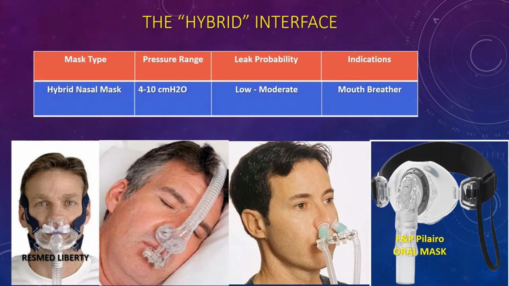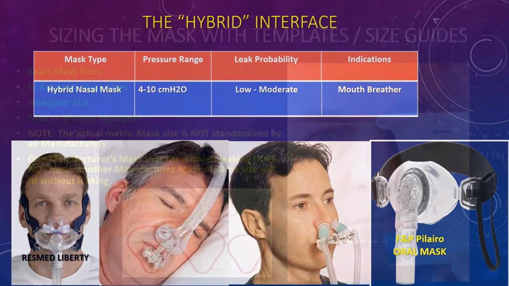Probably the most popular hybrid is the ResMed Liberty. Next is the PAP hybrid mask, followed next by the Hybrid Pro hybrid mask. In both of these masks, a mouth guard is heated up and fitted to the teeth in order to be secured. The last hybrid is called the F&P Pilairo oral mask, which has a nose clip for the nose, and the patient merely breathes through the mouth.